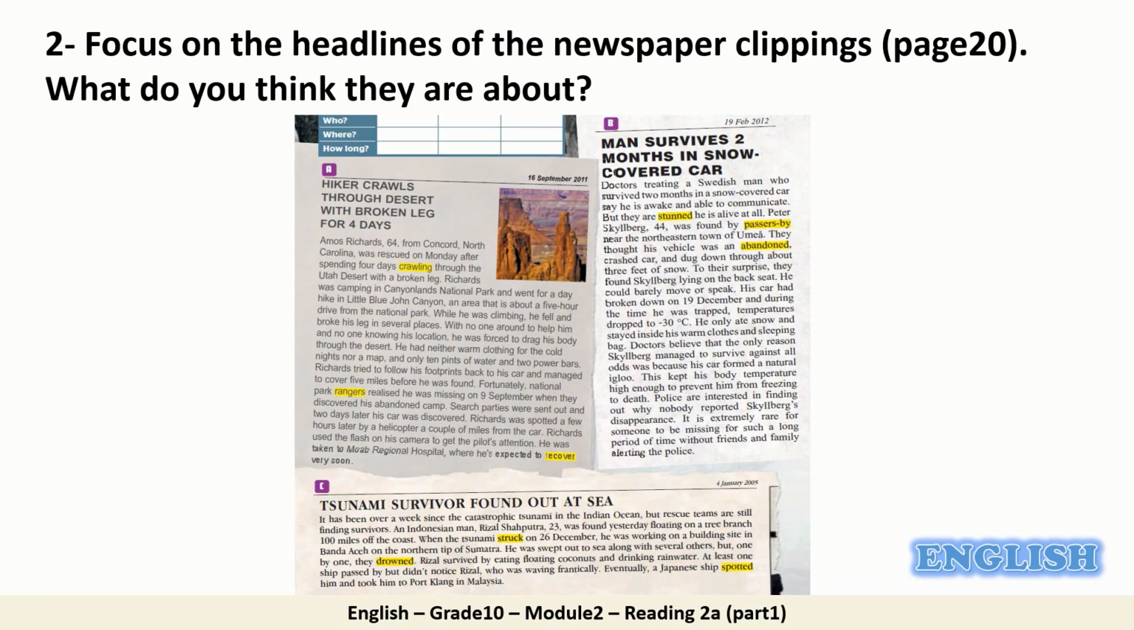Now focus on the headlines of the newspaper clippings, page 20. What do you think they are about? You have text A, the headline: Hiker crawls through the desert with a broken leg for 4 days. Text B: Man survives 2 months in snow-covered car. And text C: Tsunami survivor found out at sea. Now pause the video to do the activity.